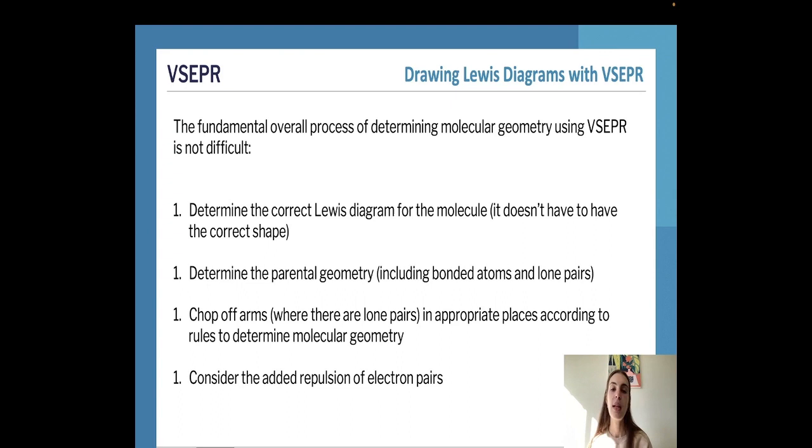We next want to chop off the arms where the lone pairs are in the appropriate places according to our rules that determine molecular geometry. That's understanding where we need to remove things in accordance with those lone pairs. And then the final thing is we want to consider the added repulsion of the electron pairs, how the electron pairs are causing the repulsion and to what extent they are causing repulsion due to how many lone pairs are present.